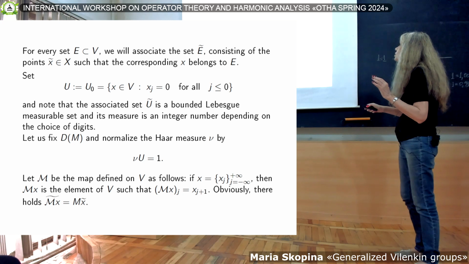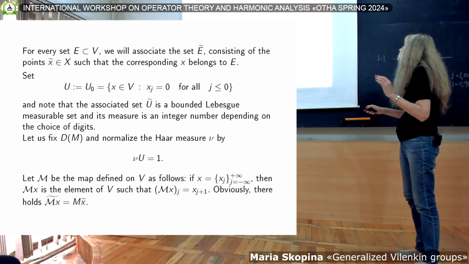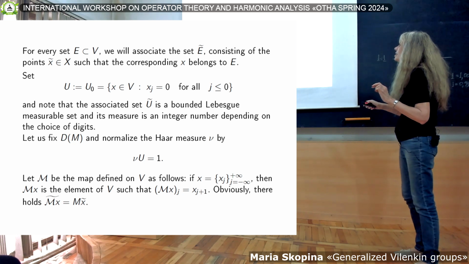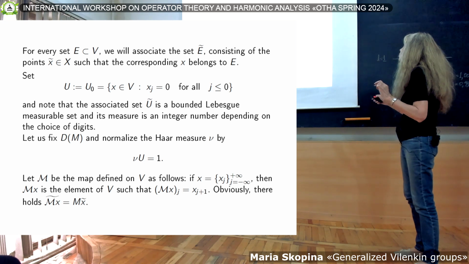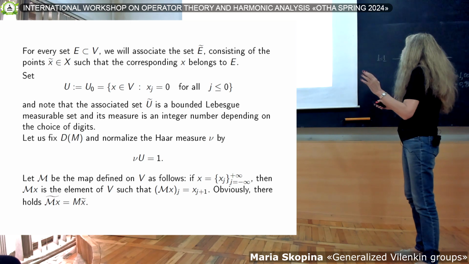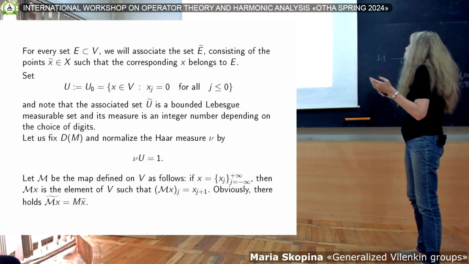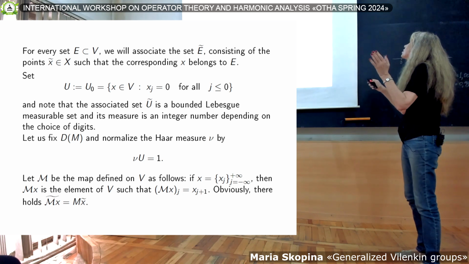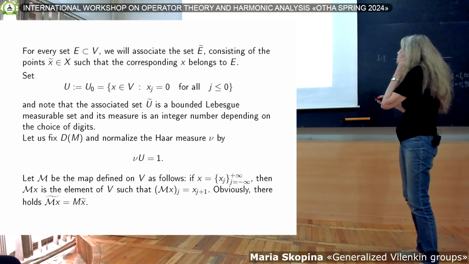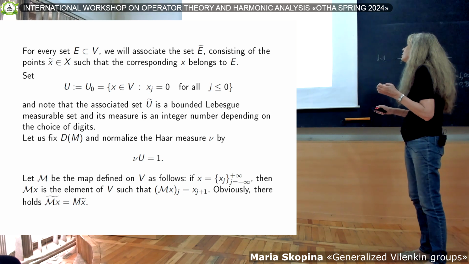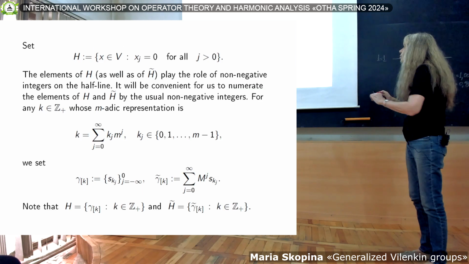Next, let us introduce the dilation operator, calligraphic M, I like to say beautiful M. If we have x from the Vilenkin group, then Mx is the element with shifted digits. So if we return to x tilde, which is not a group but is in the Euclidean space, we see that this corresponds to multiplying by the matrix M, and this holds.